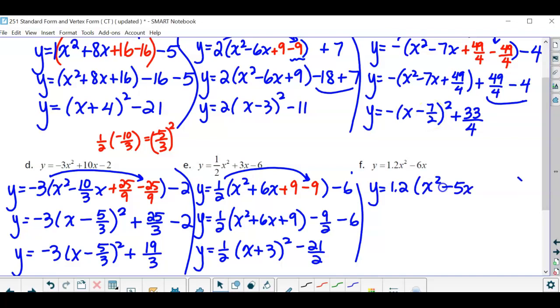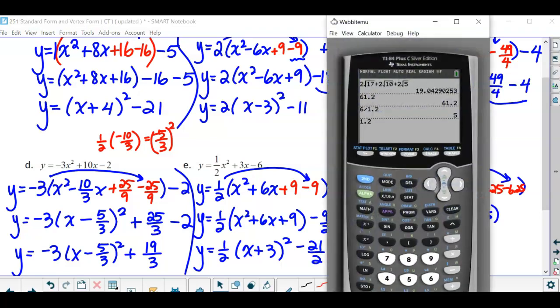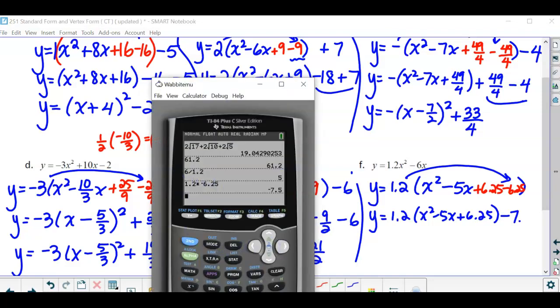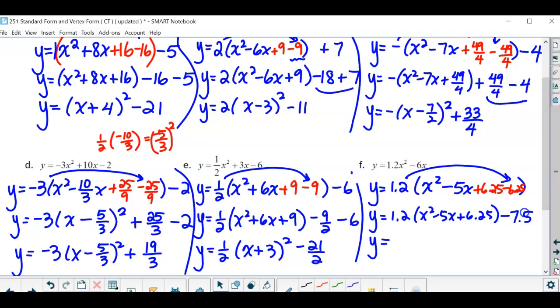It's going to be minus 5x. There is no constant term right now. Take half of 5. Now, because there's a decimal, if you take half of 5, you can use the decimal form. That would be 2.5. Negative 2.5 squared is plus 6.25 minus 6.25. When I multiply through, I take my 1.2 multiplied by negative 6.25, and I get negative 7.5. Yeah. So 1.2, that's going to be negative x minus 2.5 all squared minus 7.5.